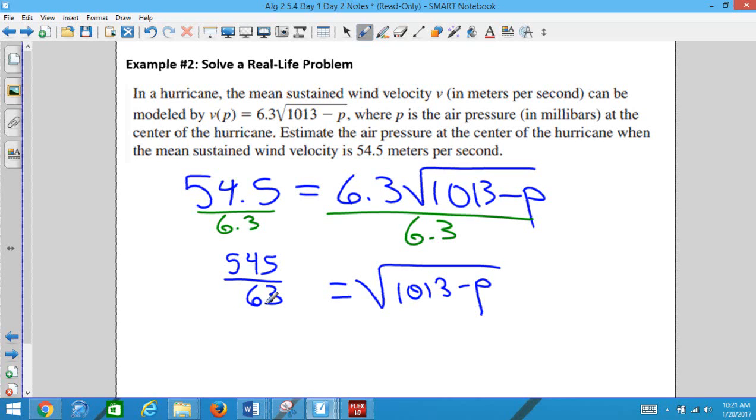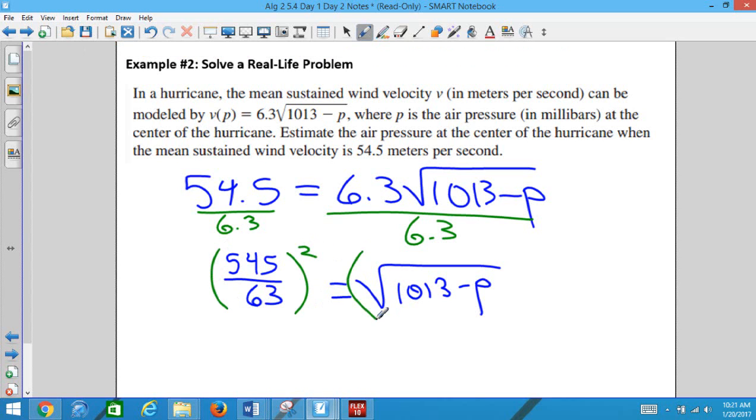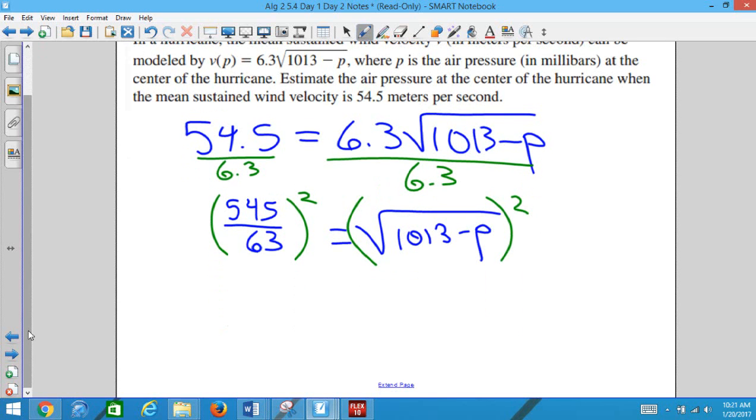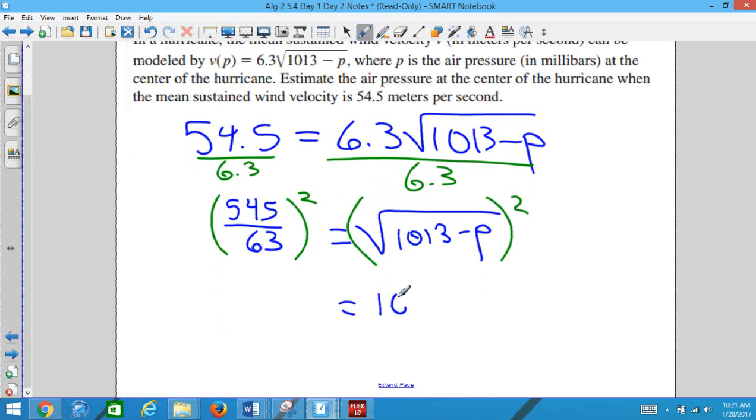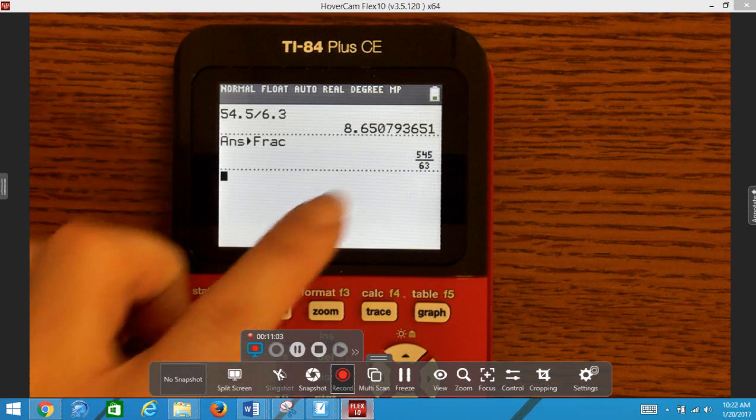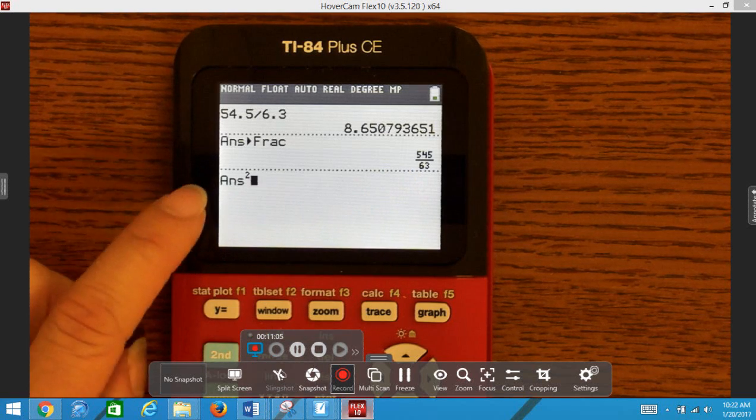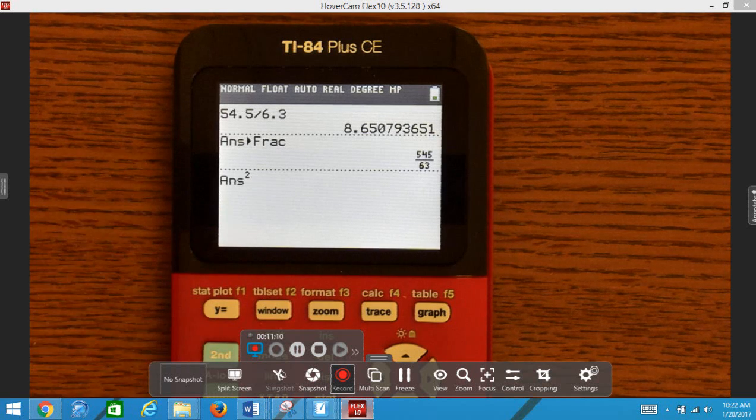So what should we do now? Square both sides. Is that going to be a nice, pretty answer? No. But that's okay. We can leave it in our calculator. So I'm going to hit this. I'm going to take that answer squared. Do you see how I just did answer squared? I didn't even have to retype it in. Enter. And it gives me my fraction answer.